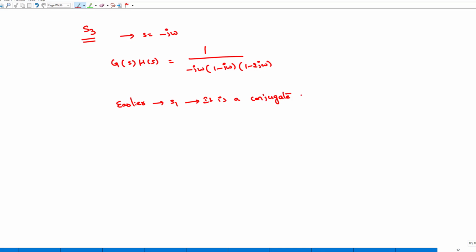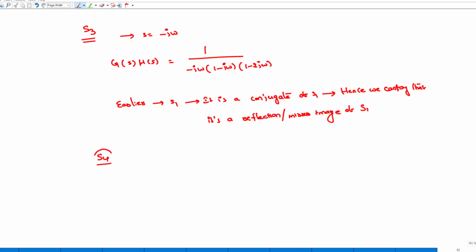Whenever we are trying to plot the image, you have to just take the mirror image with respect to the real axis. This is most important. Whenever you keep the value s equal to jω, the complex conjugate, or the reflection, or the mirror, will be s equal to minus jω. That simple it is.